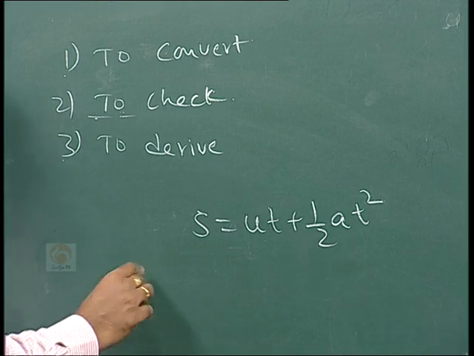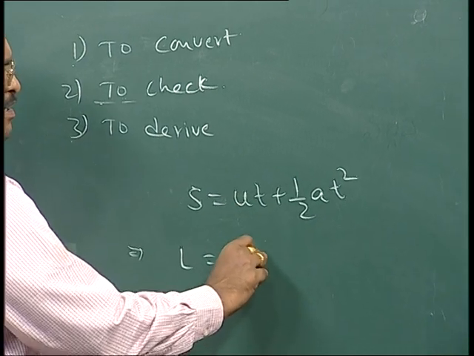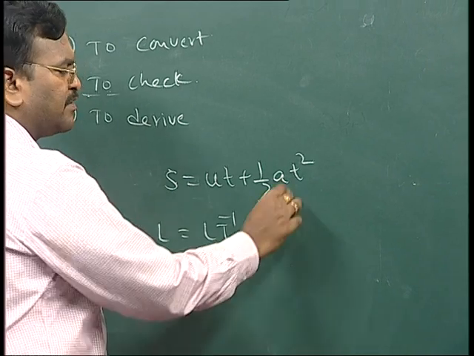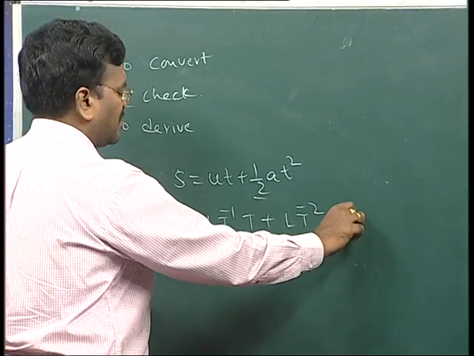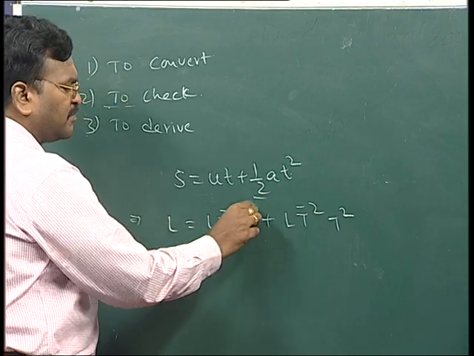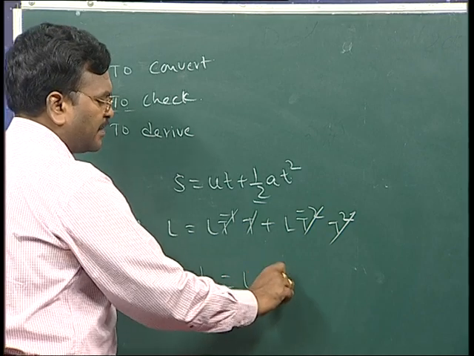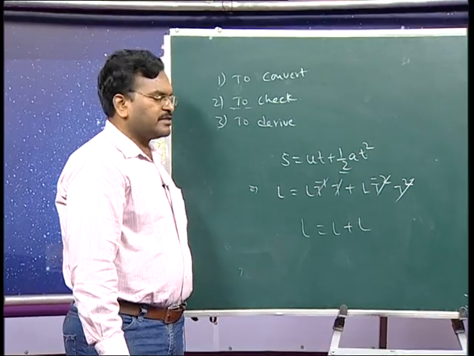How? We write dimension formulas. Dimension formula for displacement L. Dimension formula for velocity L t power minus 1. Time T. Here for the number, no units. Dimension formula for acceleration L t power minus 2. T square, like this. Now t power minus 1, t gets cancelled, t power minus 2, t square gets cancelled. What we are getting now? Like this. So that's why it is dimensionally correct.